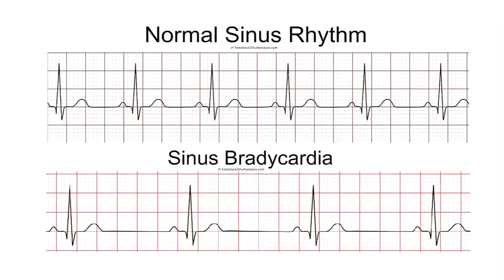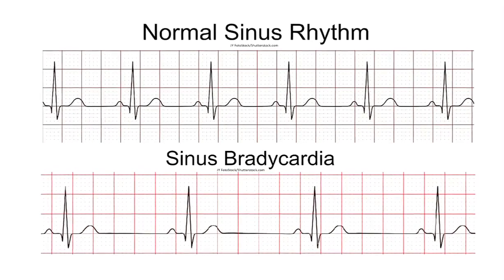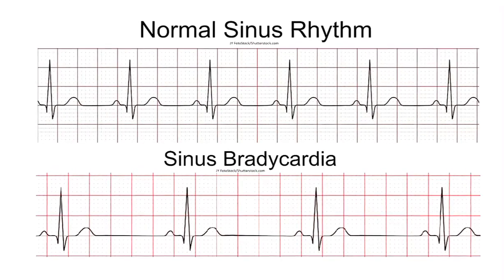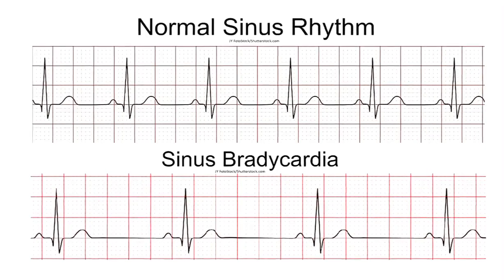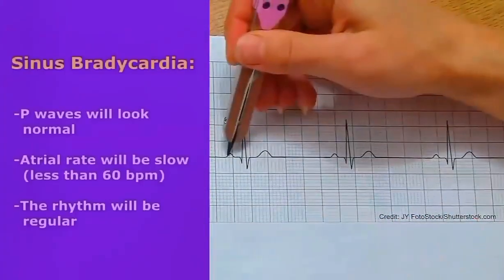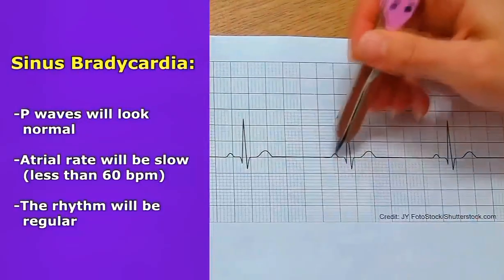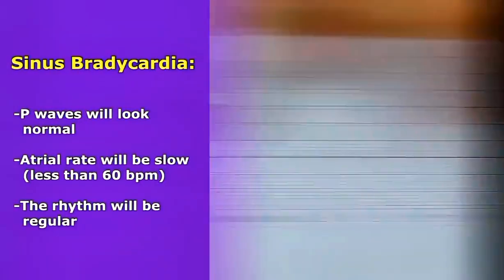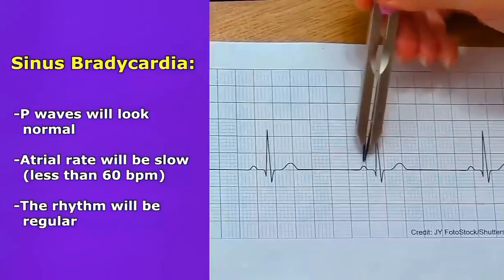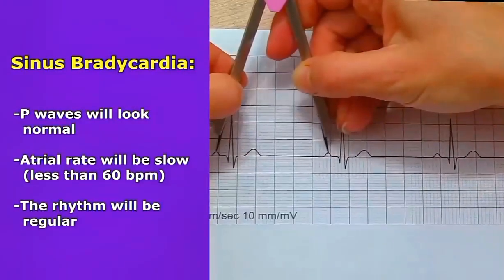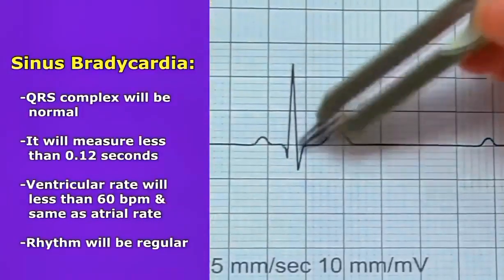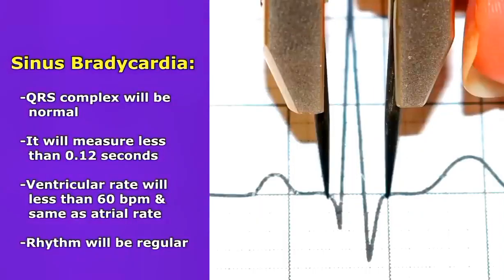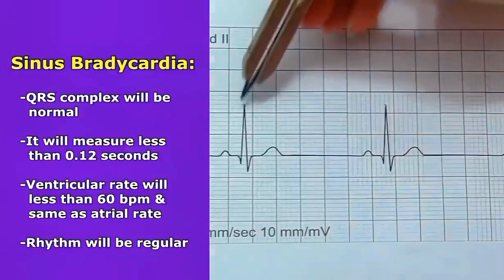So what are the characteristics and criteria that tell you you're dealing with sinus bradycardia? Well, when you look at the rhythm, you're going to see that it has all the normal findings within its waveform as normal sinus rhythm, but it's going to be slow. The P waves are going to look normal, and our P waves tell us about the atrial rate and rhythm. So the atrial rate is going to be slow, less than 60, but the rhythm is going to be regular. Also, the QRS complex will be normal. It will measure less than 0.12 seconds, and the QRS complex tells us about the ventricular rate and rhythm.